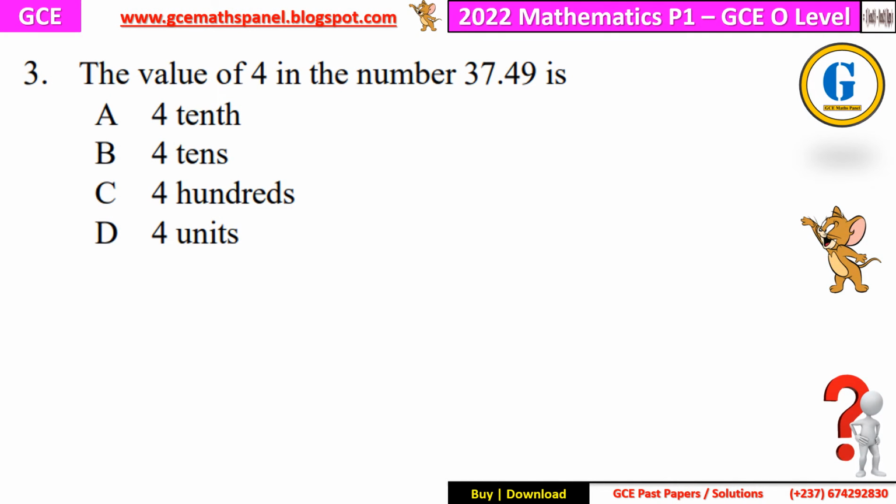Question 3, the value of 4 in the number 37.49 is. So this 4 here occupies the position of the tenth, that is, it is the first digit after the decimal point, so it occupies the position of the tenth, so it is 4 tenths. 4 tenths means 4 on 10. Another way to write this is 0.4 or 4/10 or 4 tenths. They all mean the same thing. So our key here is A.